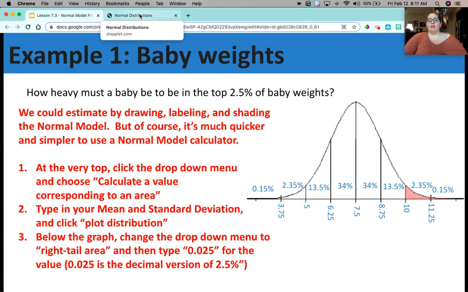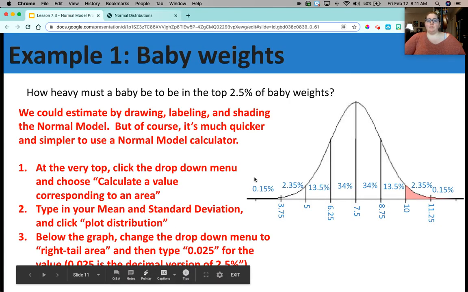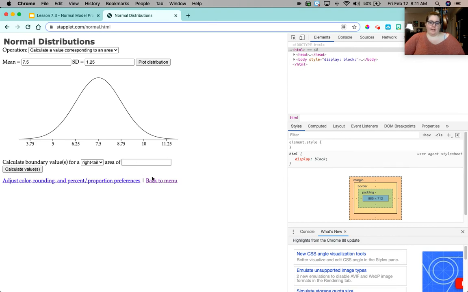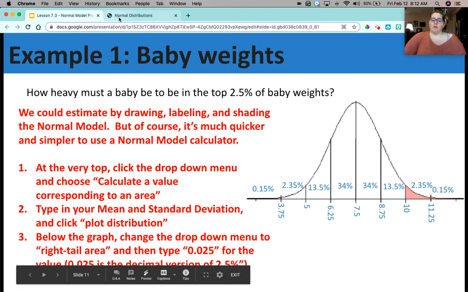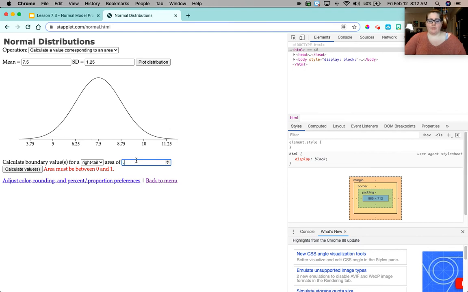Now this is the only thing you have to be careful of. This particular calculation, using that calculator, only wants proportions. If I try to type 2.5, it's going to say no, it has to be like a proportion. So we do have to type in here as a proportion. So if you're forgetting how to do that, to turn a percentage into a decimal, you just divide by 100. So if I did 2.5 divided by 100, I would get 0.025. So that's what I'm going to type in here, 0.025.